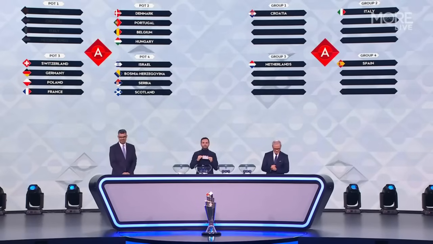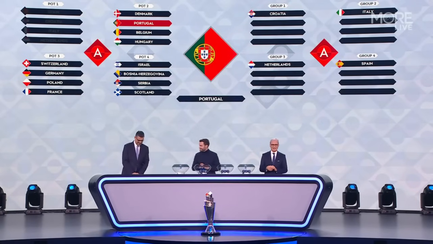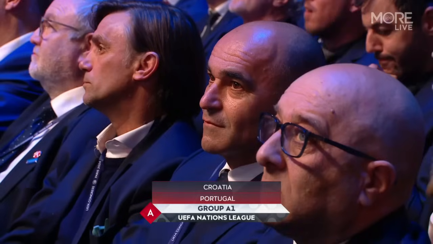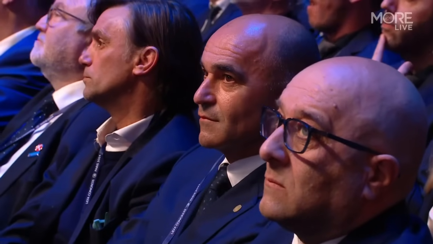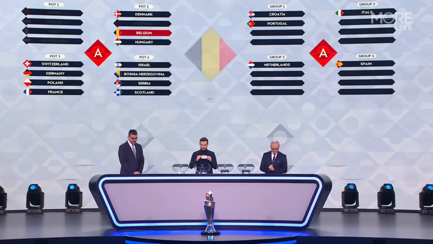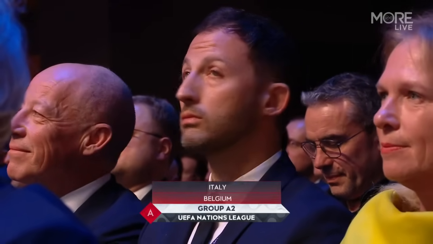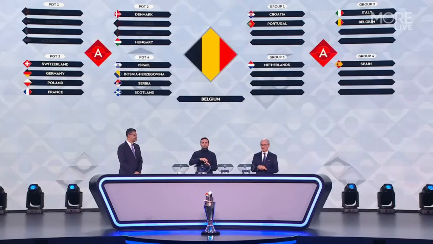Second pot. Portugal, joining Croatia in A1. Portugal, the first ever winners of this trophy in 2019 in Porto, and never finished lower than second in any participation. Belgium, together with Italy in Group A2, semi-finalists in 21. Belgium, top scorers in the history of this competition with 39 goals.